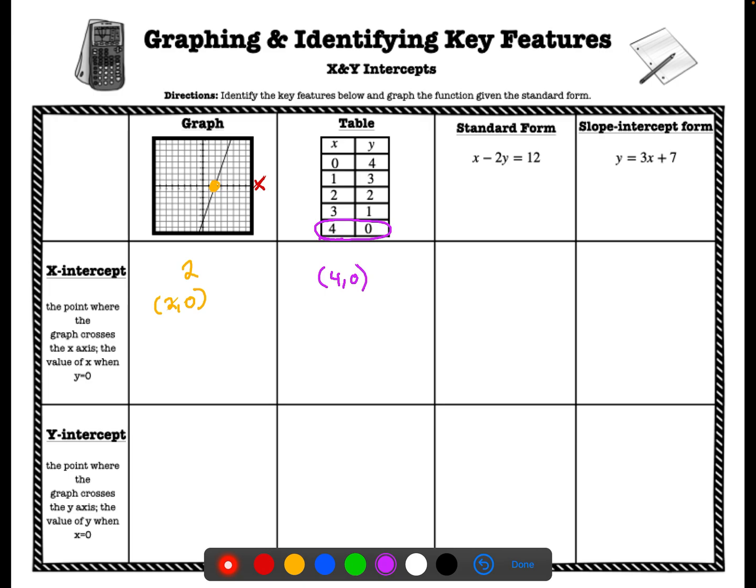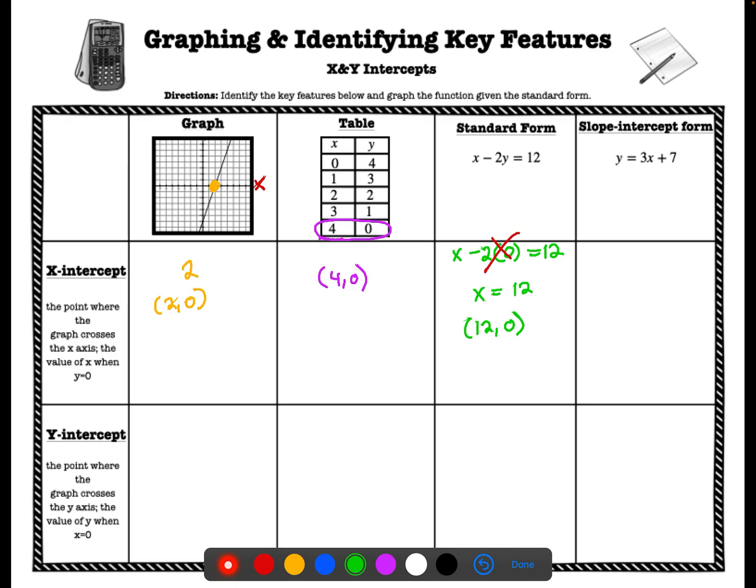Now with standard form, we're going to substitute 0 for y and then solve for x. So it becomes x minus 2 times 0 equals 12. Since this is 0, we just cancel that out and we have x equals 12, or (12, 0) is our x-intercept.